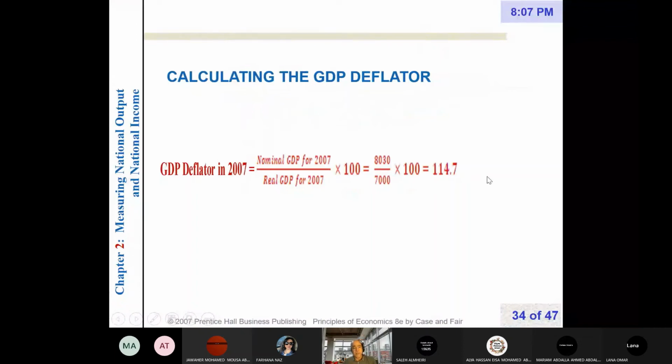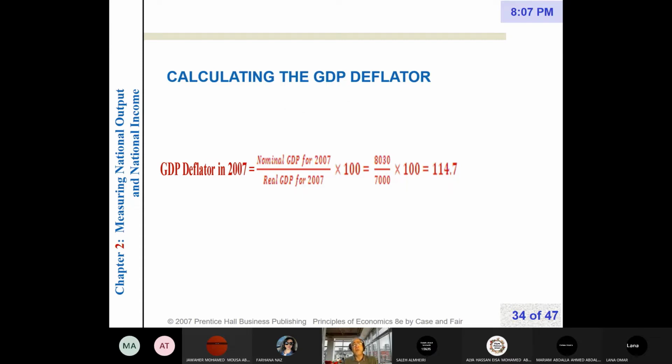If you remember, in the last meeting, we calculated nominal GDP using current prices for each year. But with real GDP, we consider quantities for this year, but we use the fixed prices of the base year.